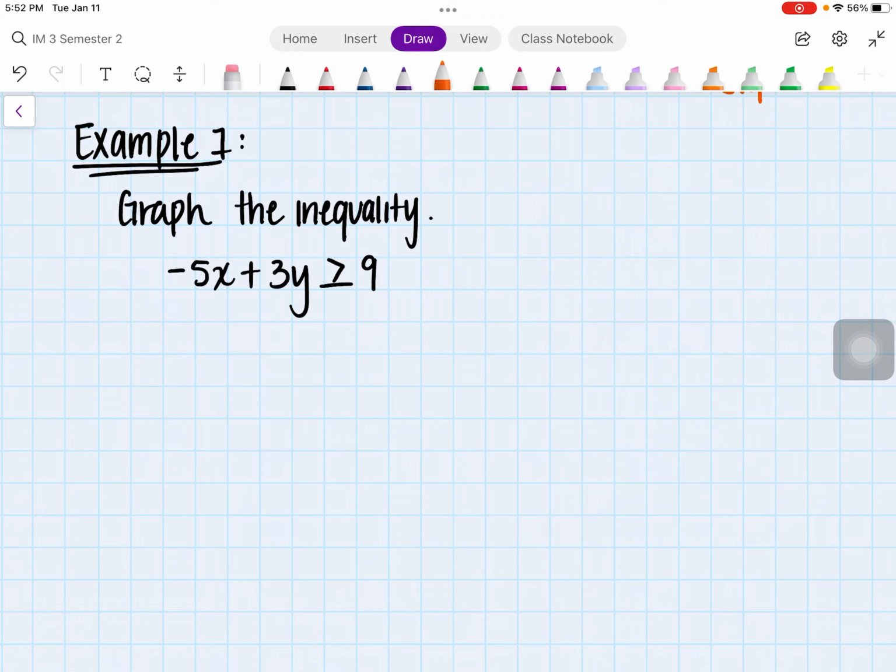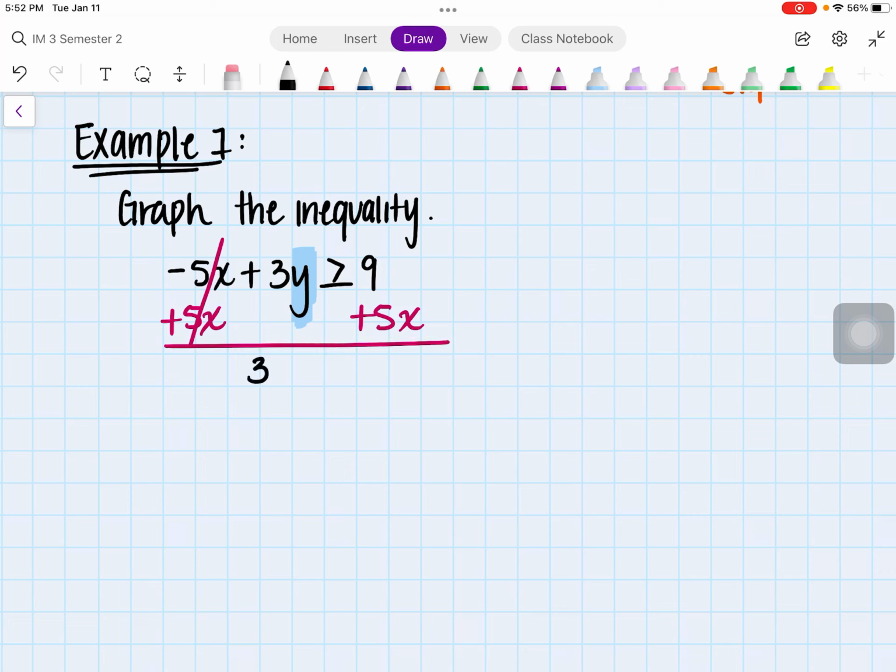So let's get started here with example 1. In this case, guys, if we want to graph the inequality, our goal is to isolate our y. So I do have to move everything to the other side and leave the y alone. In order for us to do that, I am going to be adding a 5x to both sides and 5x on this side. So that's going to give me a 3y is greater than or equal to a 5x plus 9.